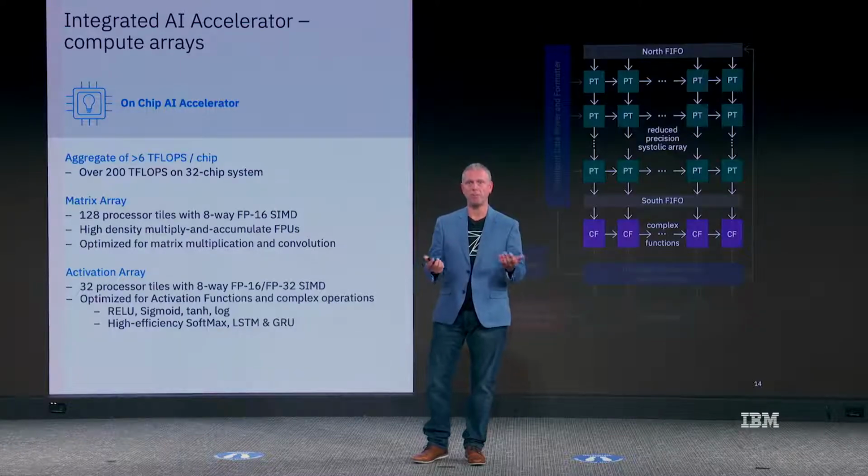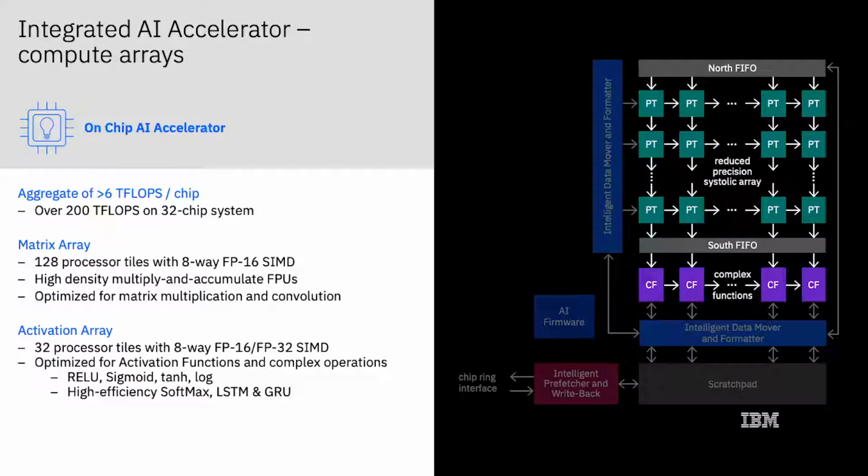Speaking about the compute performance, like I said, we deliver more than 6 teraflops per chip, which provides us with over 200 teraflops in a 32-chip system. The compute capacity comes from 2 compute arrays. The upper array is the matrix array. It consists of 128 processor tiles, each implementing an 8-way SIMD engine with 16-bit floating point format. The array is designed as a high-density multiply and accumulate array focused on matrix multiplication and convolution.